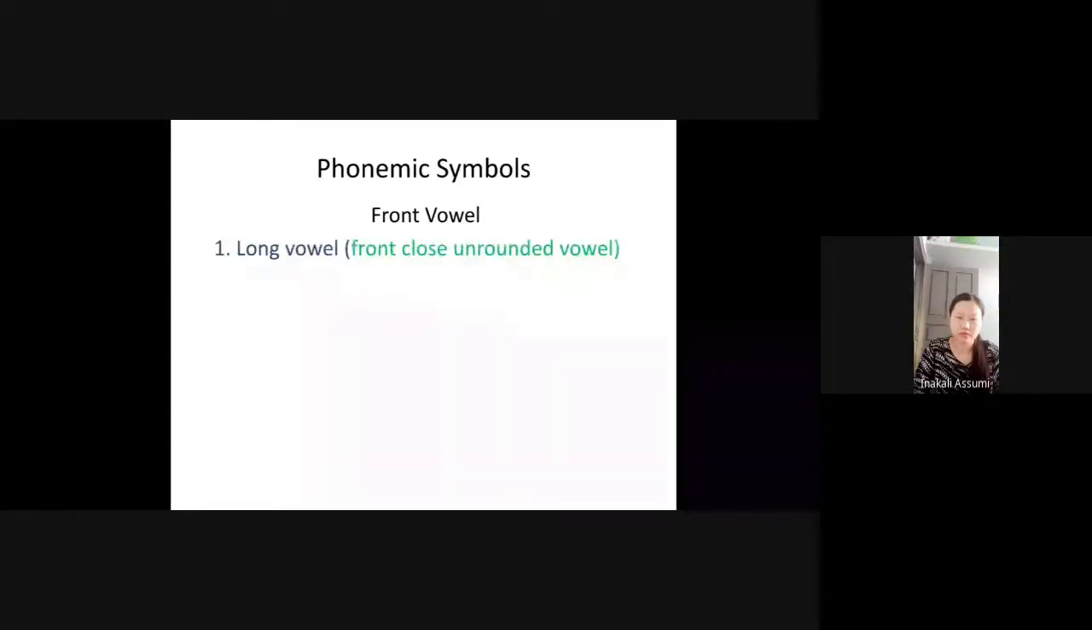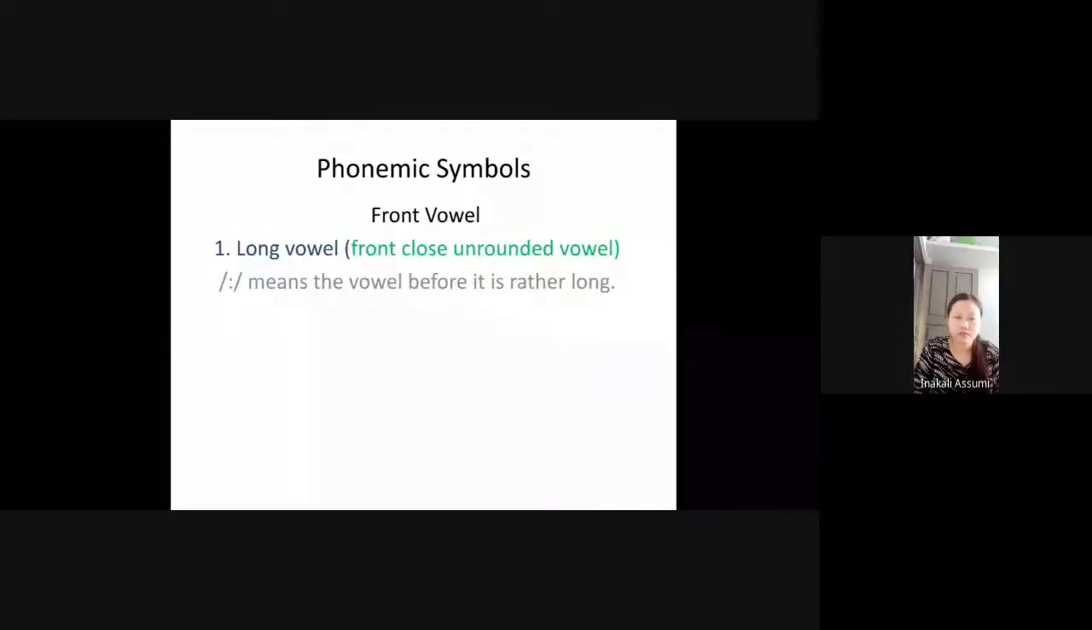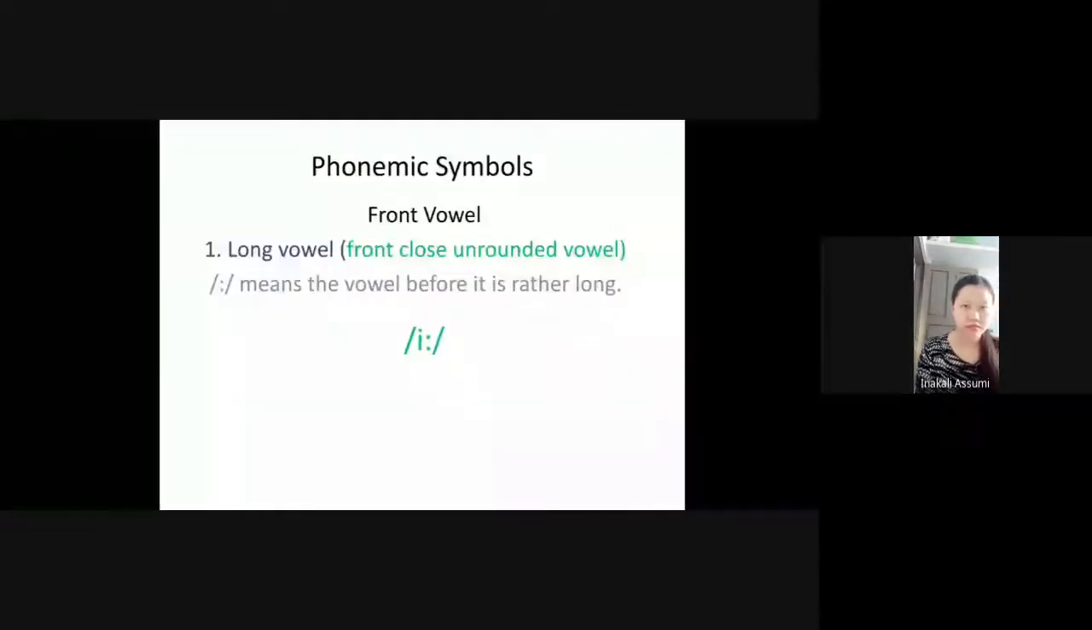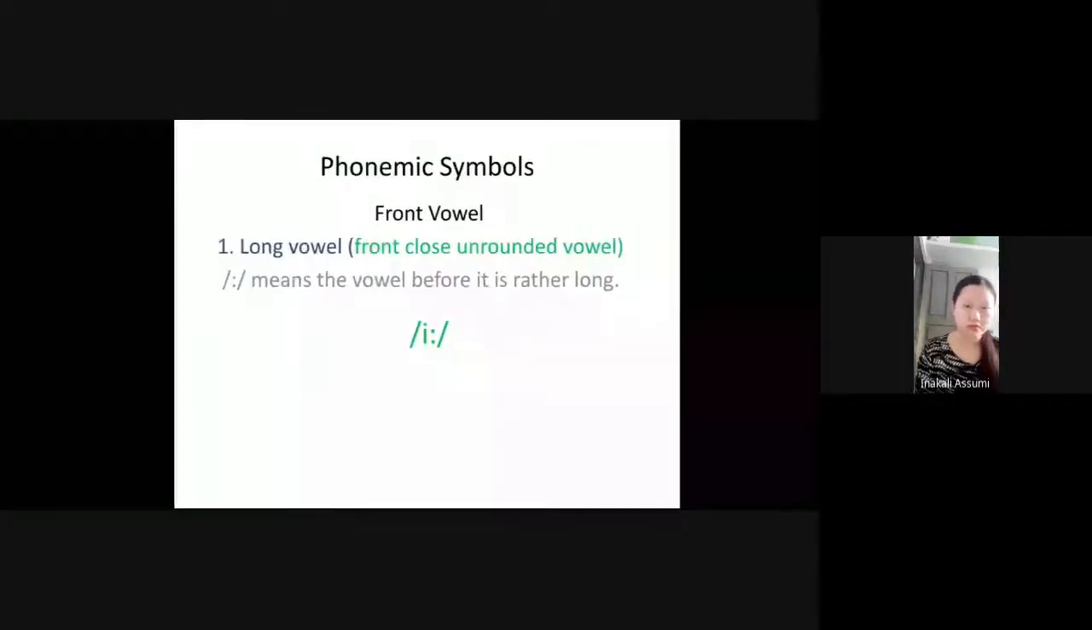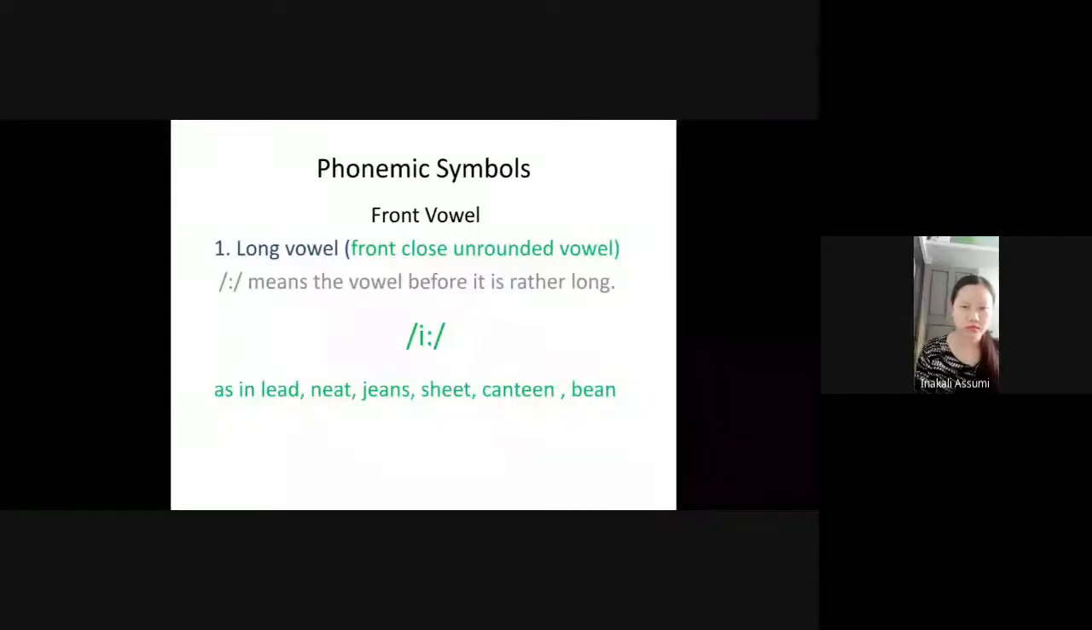The first is the front, long, closed vowel. When we produce this sound, the position of our tongue should be at the front side of our mouth, and the two dots mean the vowel before it is rather long. So when we produce this vowel sound, we should stress it, like ee, as in lead, need, jeans, shade, canteen, bean. If we say lit, it will mean something else. So we have to stress the vowel sound with correct articulation, like need, lead. I hope it's clear. That is the first vowel sound.